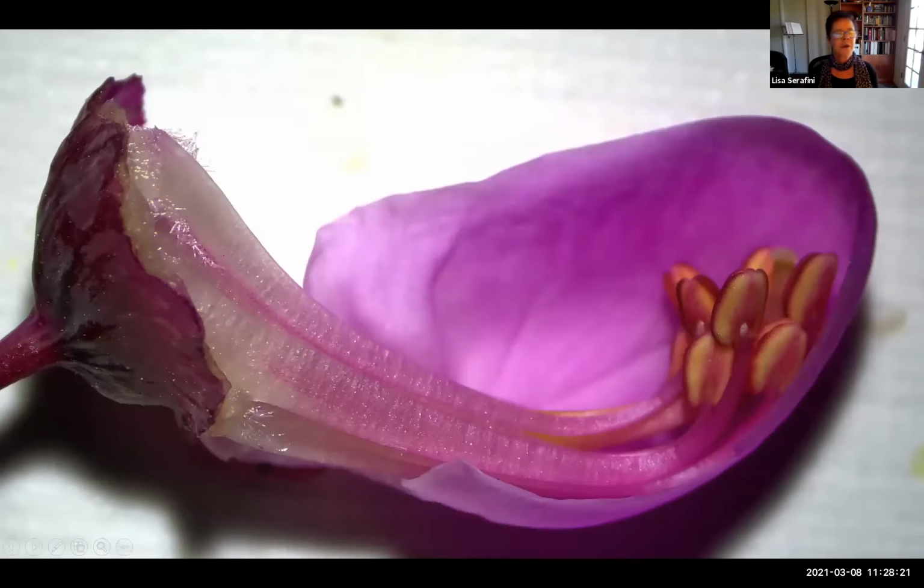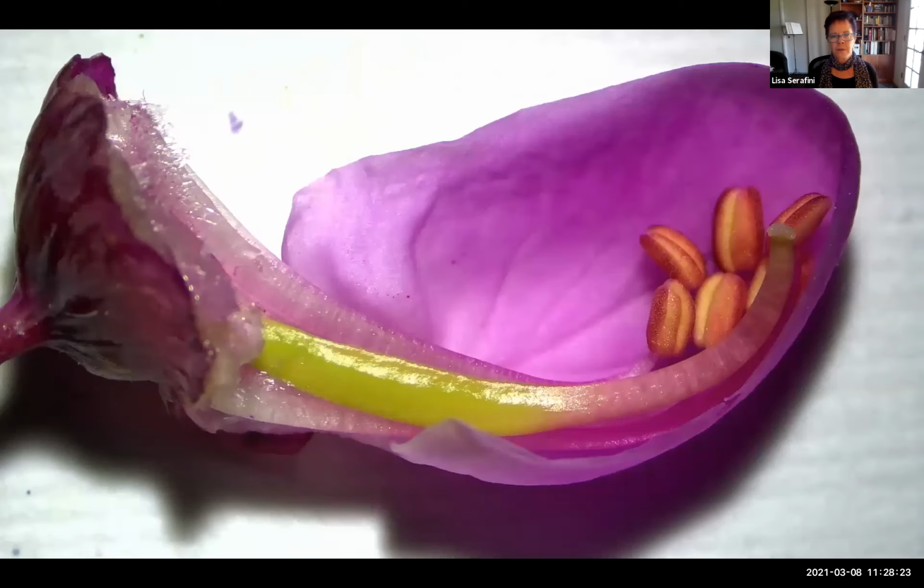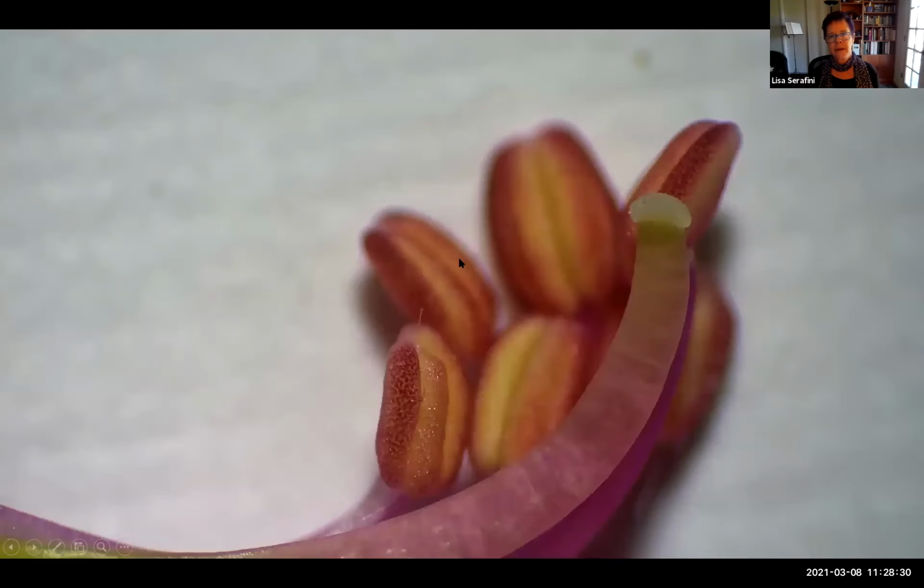I went overboard in taking pictures of this because it's so pretty. But there you can see the superior ovary of this one pistil. And for some reason, I got a close-up of the stigma also. So there you have the fabulous Fabaceae, and we will be identifying a lot of plants in this family.